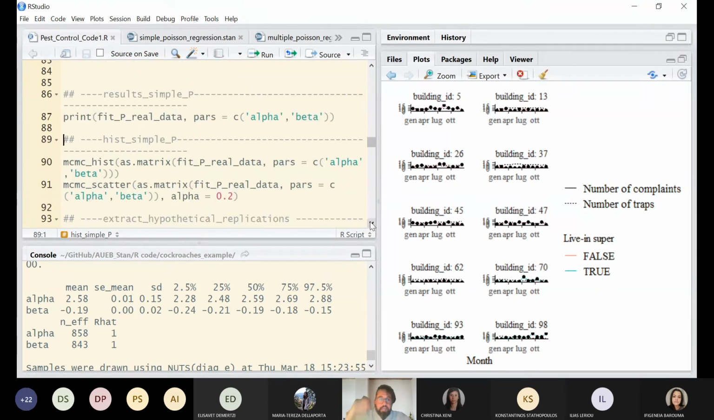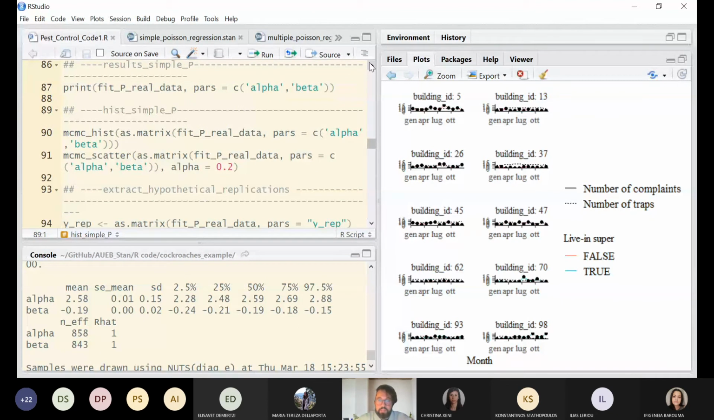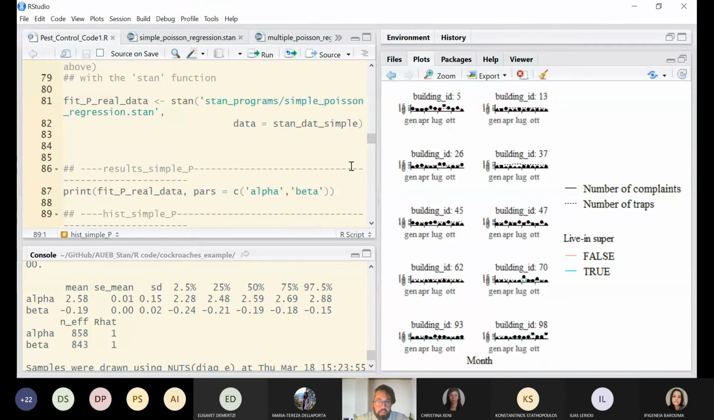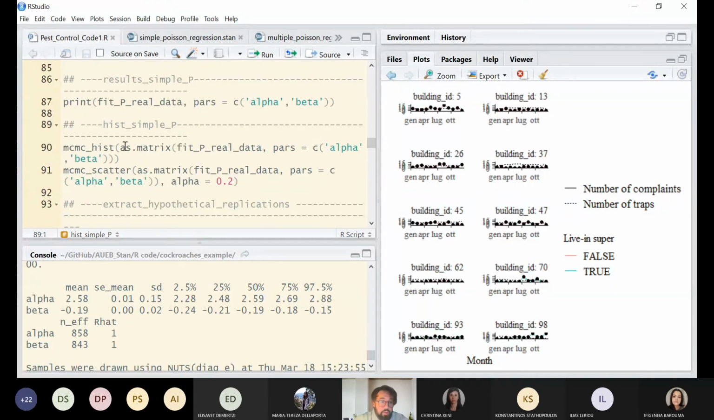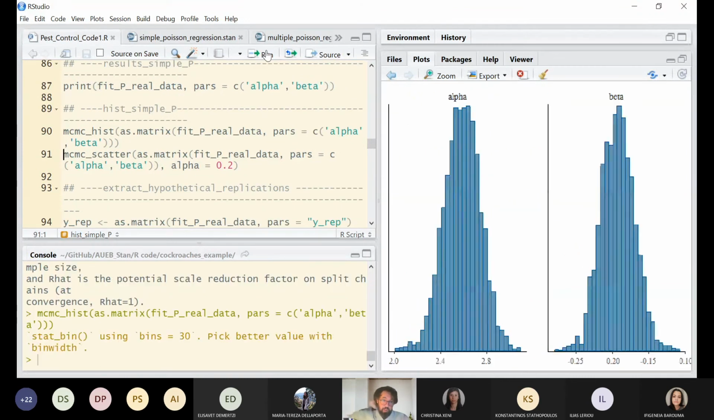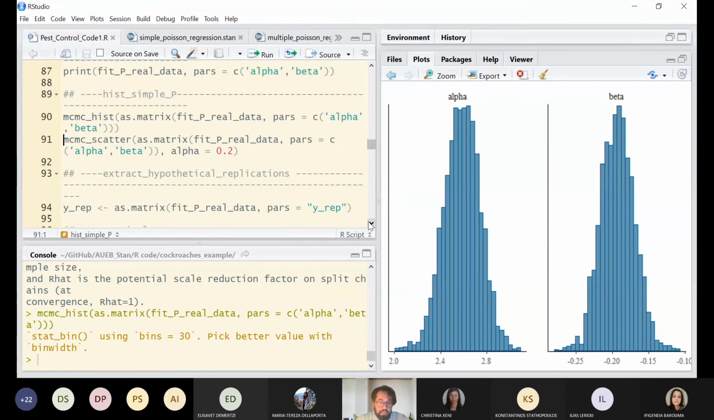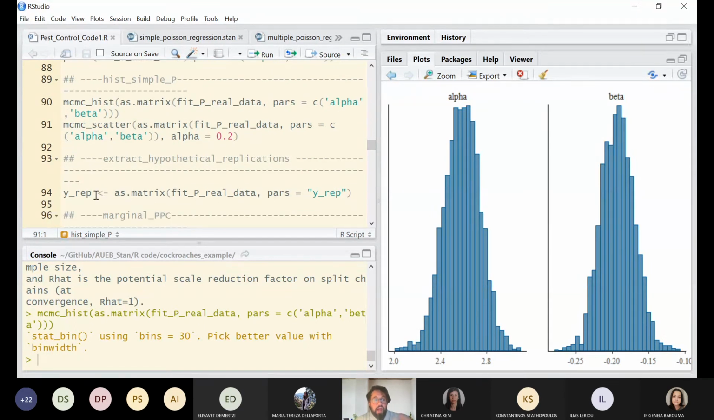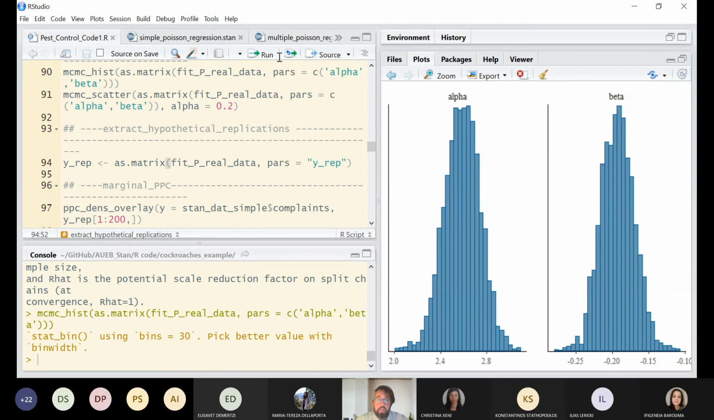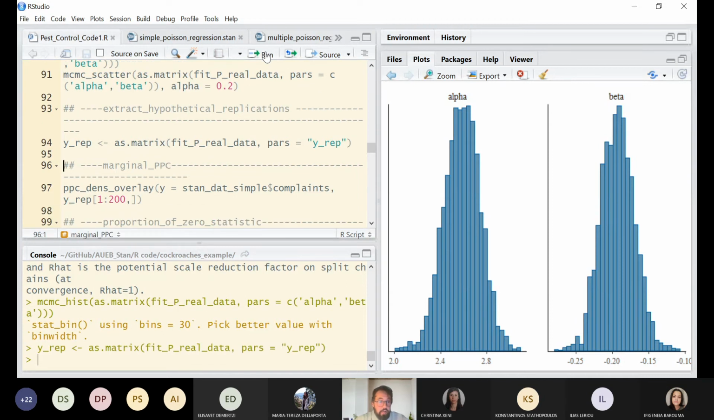Let's say that in this case, I could produce some very simple plots. Let's go to line 90. I can produce the histogram, for instance, for beta and alpha, so the marginal posterior. And then, and this is very important, I could extract the hypothetical replications from my data. I could do this in many ways. I use the command as.matrix, name of the model fitting. The parameter that I want to extract is called yrep. So line 94, let's launch it.